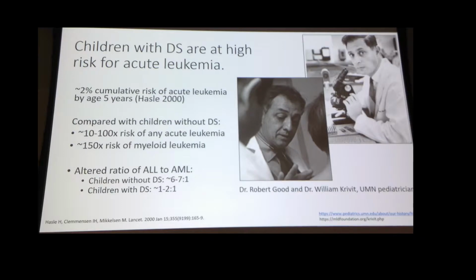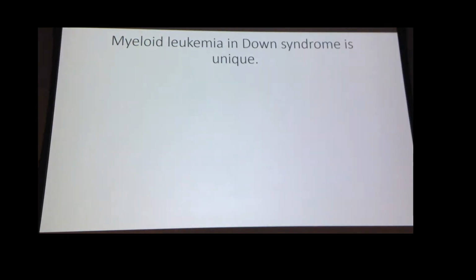So the interesting thing is that among kids without Down syndrome, acute lymphoblastic leukemia is much more common, such that there are about 6 to 7 cases of ALL for every case of AML among kids without Down syndrome. And that's in contrast to kids with Down syndrome, for whom that ratio is more about 1 to 1 or maybe 2 cases of ALL to every 1 case of AML. It's quite a different ratio.